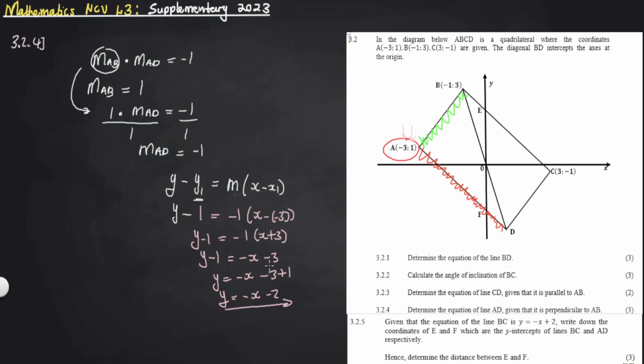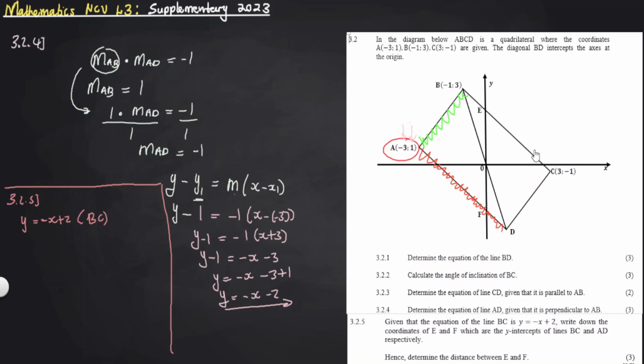Alright, now for the last question, 3.2.5. I'm not going to erase this part this time because I think it's relevant. We are given that the equation of the line BC is y equals minus x plus 2. This equation is for line BC.